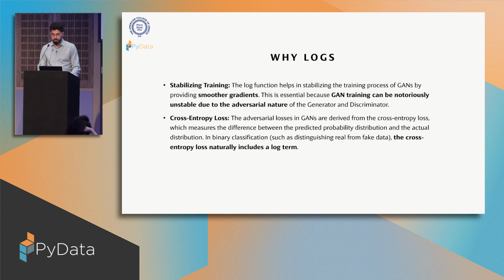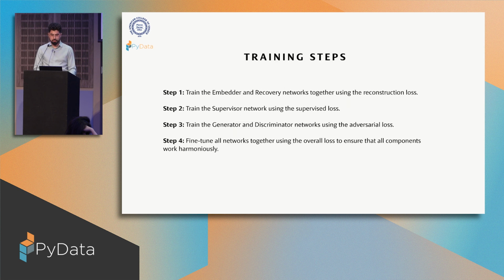Now, we use logs because a GAN as a model can be notoriously unstable due to the adversarial nature of the discriminator and the generator. So the log function helps in stabilizing the training process by providing smoother gradients. And also, as already mentioned, we use binary cross entropy, which naturally includes a log term, and it measures the difference between the predicted probability distribution and the actual distribution.